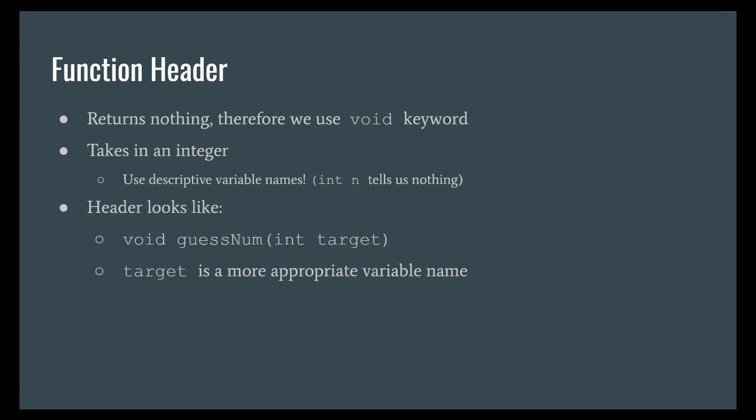And here I want to stress using descriptive variable names. For example, we could call this integer int n or int x, but these variable names don't tell us anything about what that variable actually holds. A more effective variable name would be something like int target, the target number that we're trying to guess. So this is what that header is going to look like: void, and then also use that target variable name for the parameter.